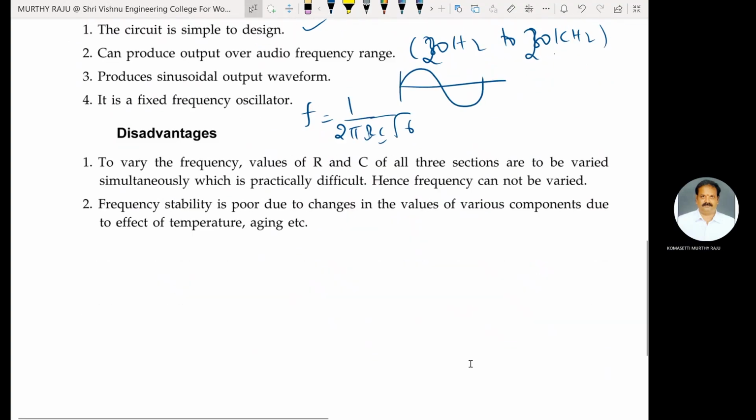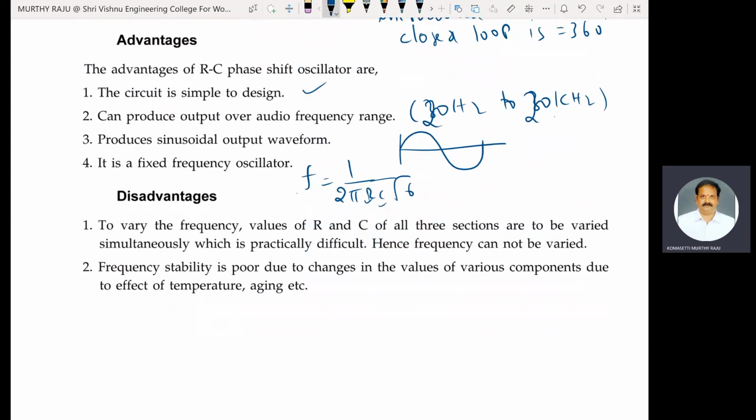Disadvantages. To vary the frequency F, which is based on the R and C elements, values of R and C of all the three sections are to be varied simultaneously, which is practically difficult. Hence, frequency cannot be varied. Frequency stability is poor. Frequency value changes due to changes in values of various components due to effect of temperature and aging, etc.